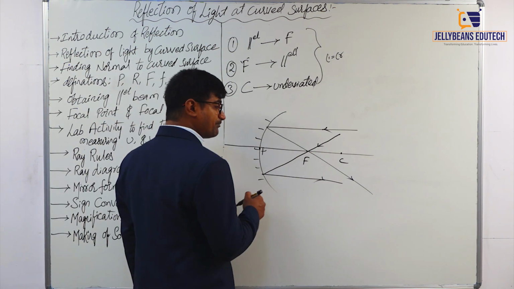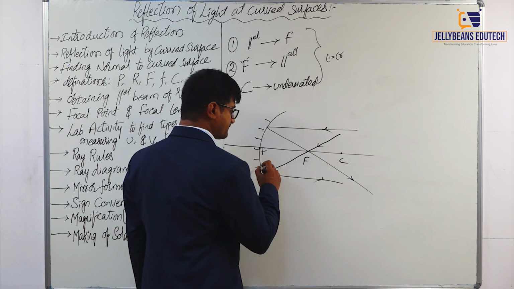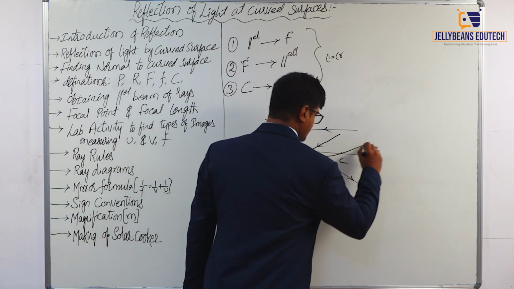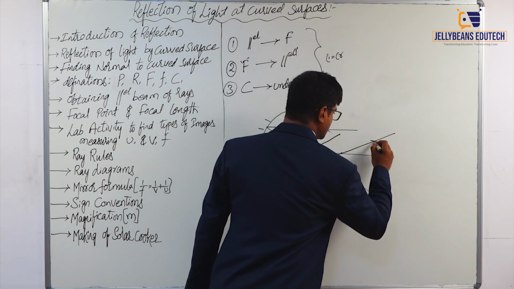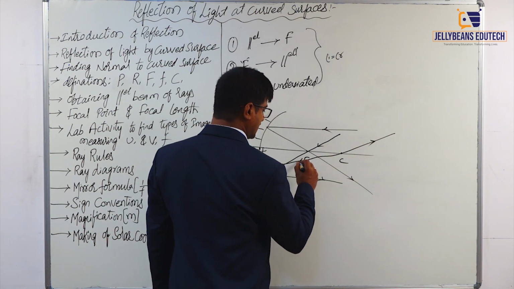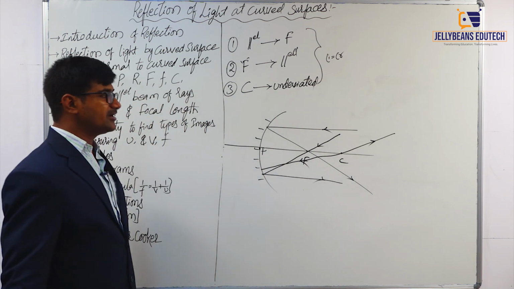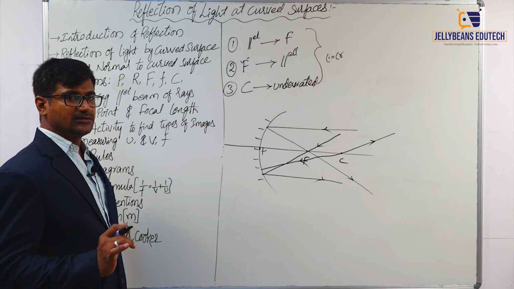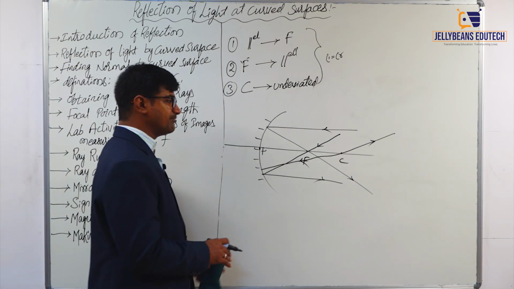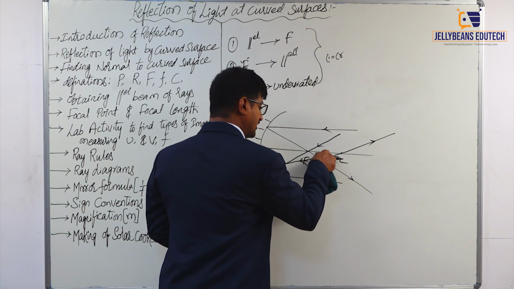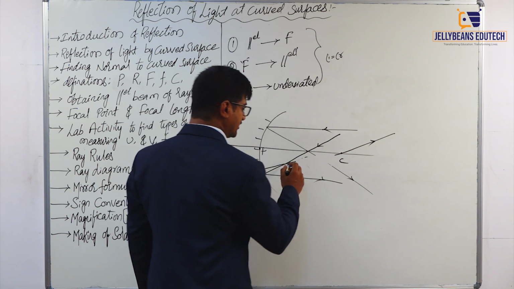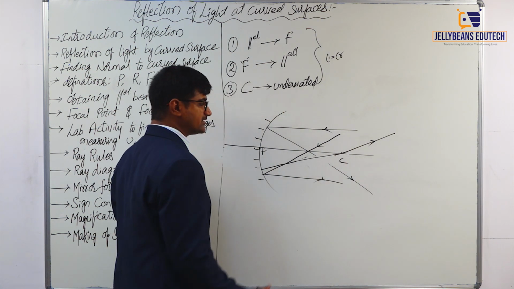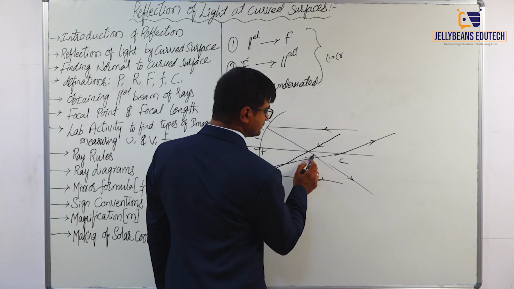A light ray passing through the center of curvature, like this. Here the light ray will not deviate, it will bounce back along the same path. That's why we are considering it as undeviated.